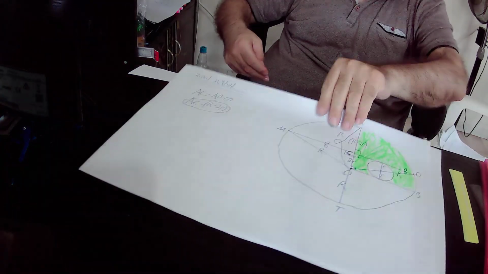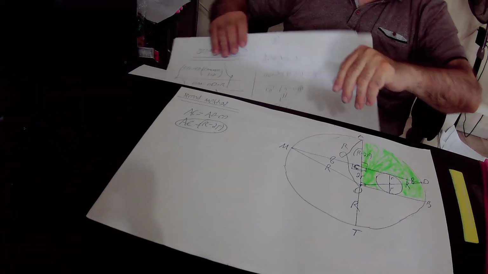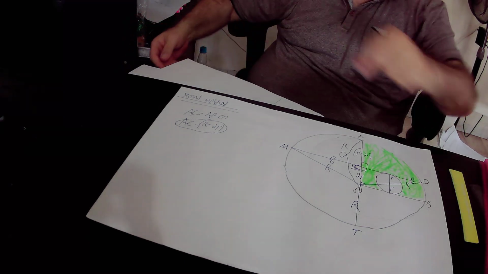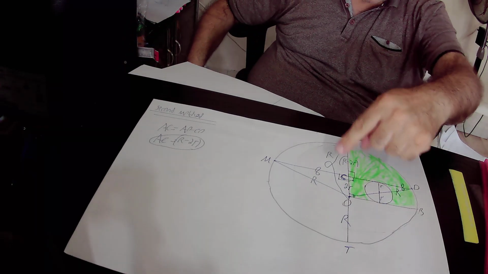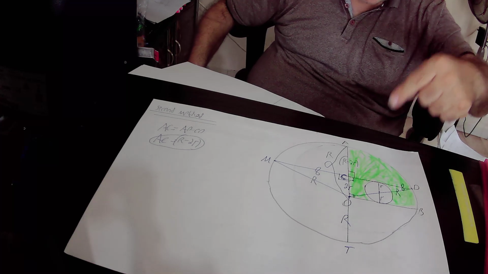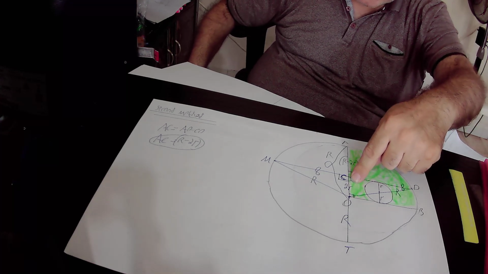We finish with the first method, then I presented to you how to find out the area of the green shape according to the second method. In the second method, we use all the things that we have already found out in the first method. We have already found out in the first method that CO equals 2R. We have already found out that AO equals capital R, and this angle again equals 90 degrees.